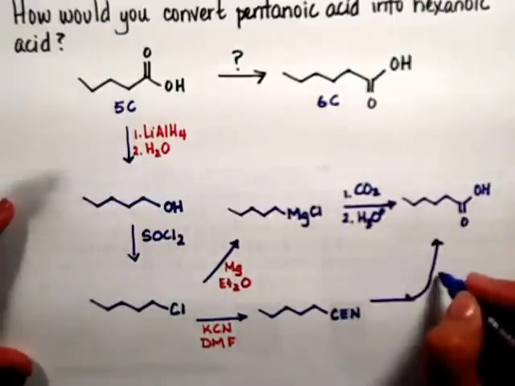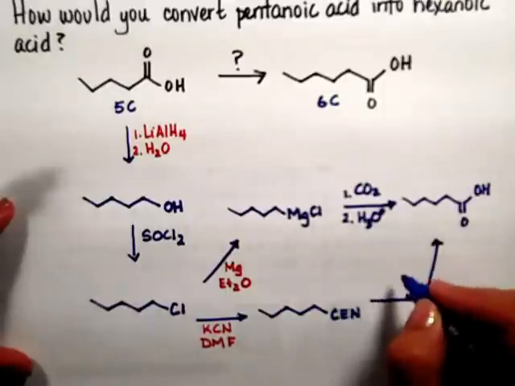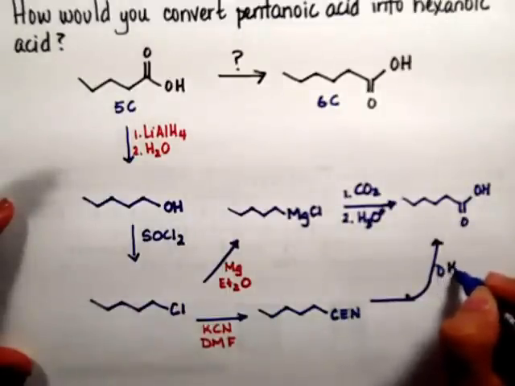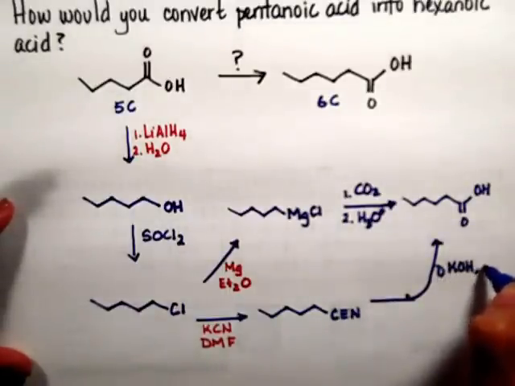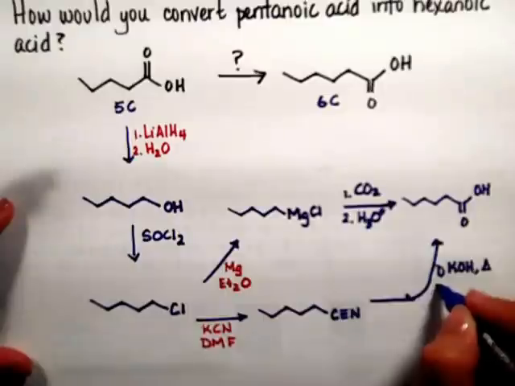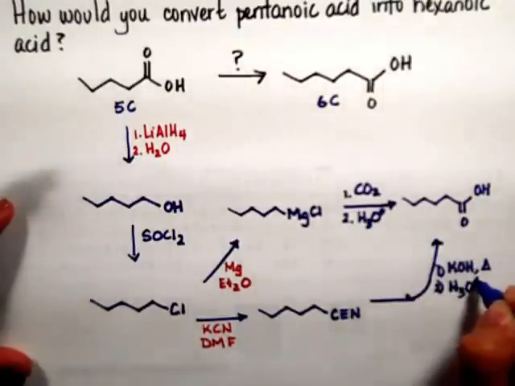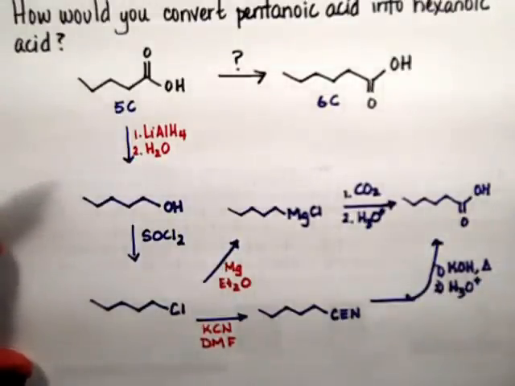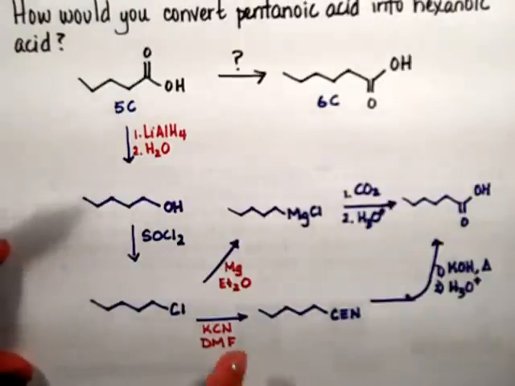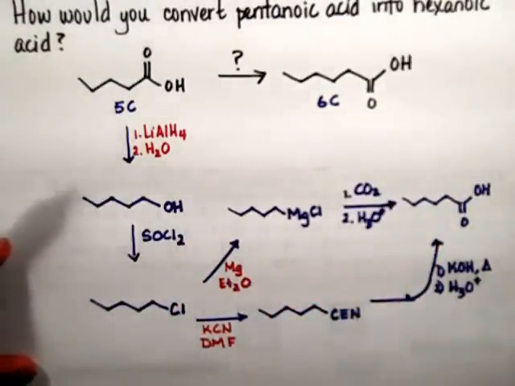So let's do it under basic conditions. I like basic conditions. Potassium hydroxide and heat. You let it reflux for a little while. And then, of course, you're going to need to neutralize the solution. So you add dilute acid very carefully. So either one of these 2 ways is perfectly right. It will give you the hexanoic acid.